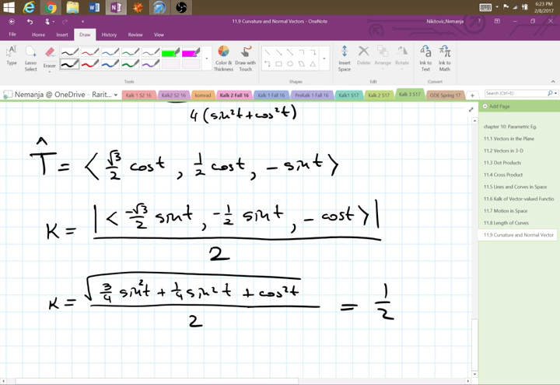So just give us the magnitude of T. T is always going to be 1. So it's going to be magnitude of T times the window.